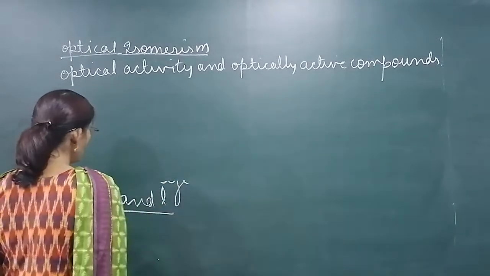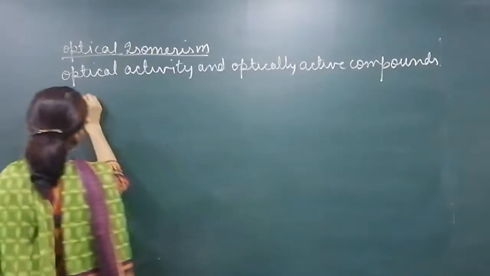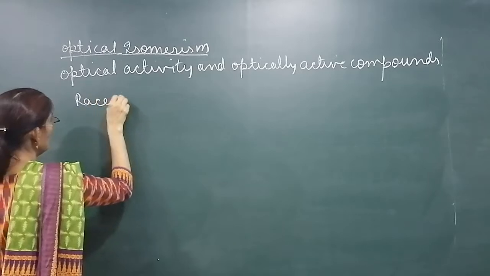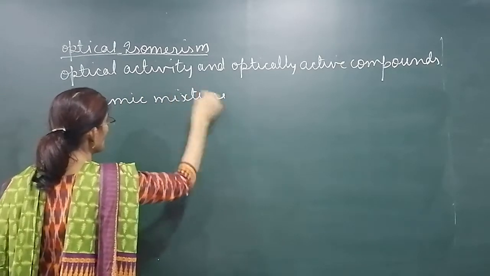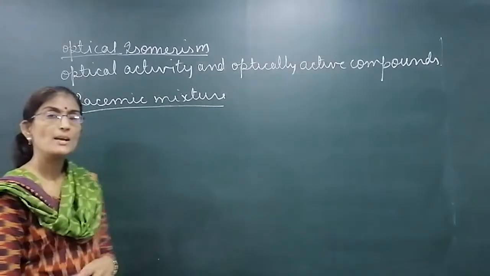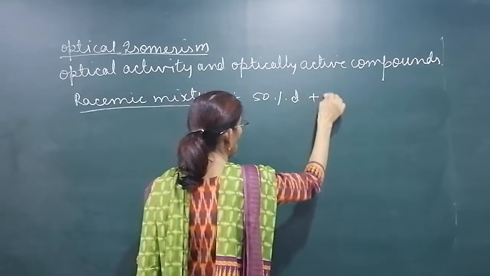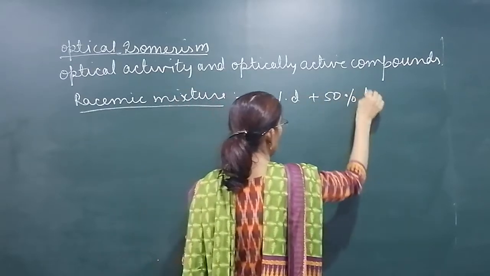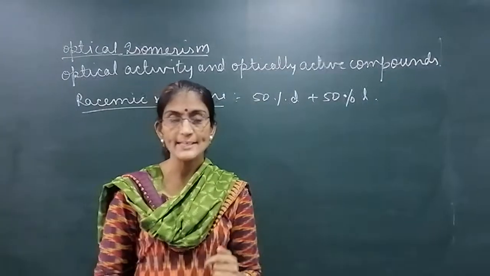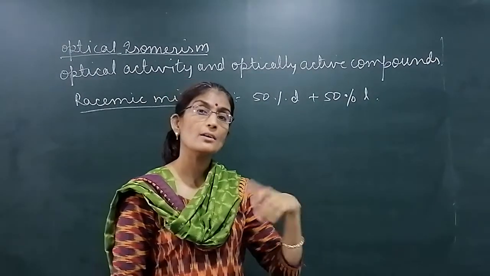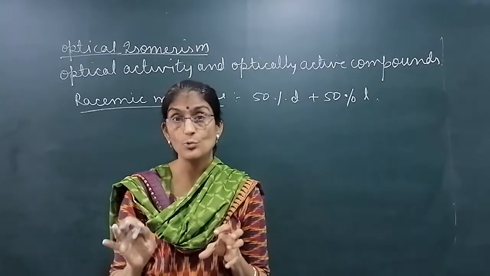Now before starting that, we'll do one more term that is called racemic mixture. What is racemic mixture? Suppose in a mixture we have 50% dextro isomer and 50% levo isomer. Suppose we take 2-chlorobutane, which is optically active. 50% we take dextro of 2-chlorobutane, 50% we take levo of 2-chlorobutane.